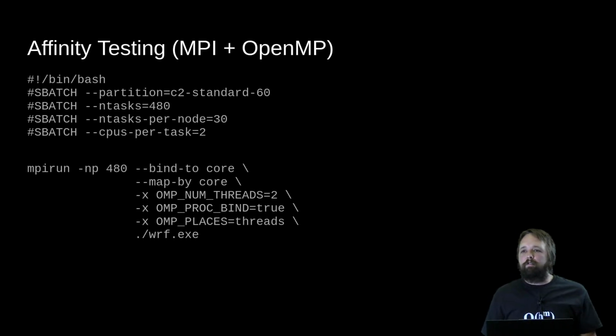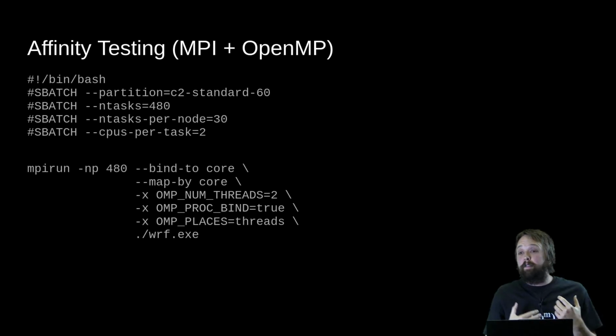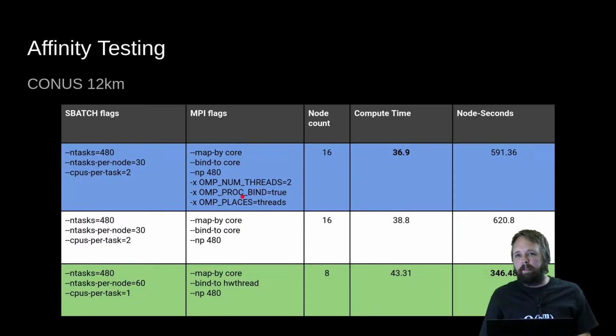If I give each rank 2 OpenMP threads, then what you also want to do is bind that MPI rank to a physical core. Once you bind that rank to a physical core, you can then start to hone in on the OpenMP threads and bind those individual threads to the hardware threads underneath. So we'll be looking at some comparisons with that particular configuration as well.